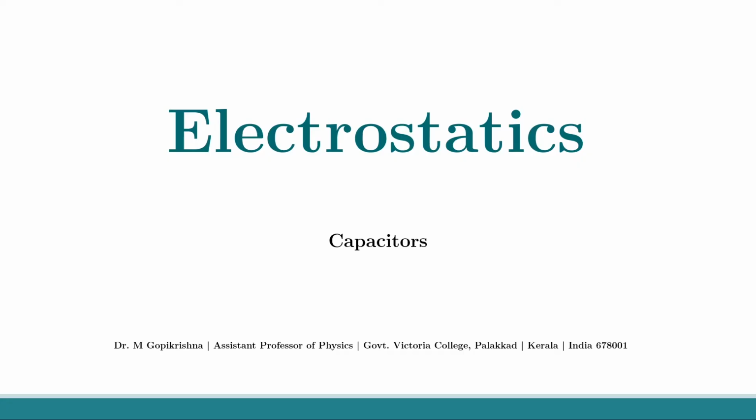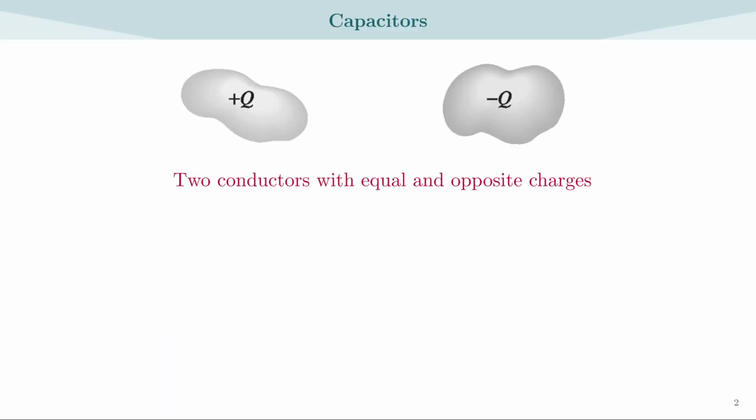The final part of our discussion in electrostatics is on capacitors. Suppose we have two conductors with equal and opposite charges, plus Q and minus Q. Let us denote the potential on the conductor with charge plus Q as V plus and that on the conductor with negative charge as V minus. And we have seen that a conductor is an equipotential surface, that is, potential is constant over the conductor.